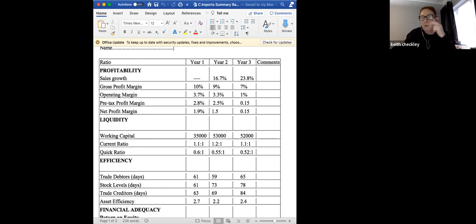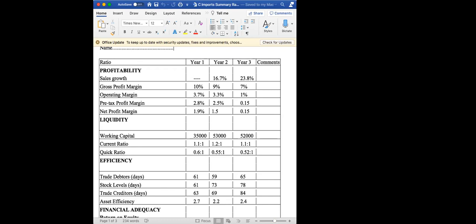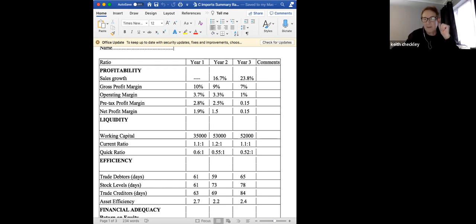Well, remember, it's the gross profit divided by the sales. So sales have been increasing, but the gross profit is going down relative to the sales. So what could this point to? It's only speculation at the moment. The cost of goods is either increasing, yeah.